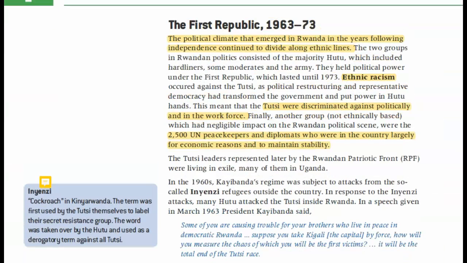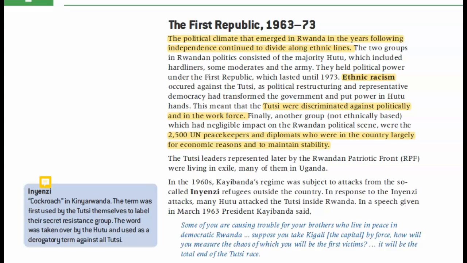So the First Republic is going to last in Rwanda from 1963 until 1973, so 10 years. The political climate that's going to emerge during this time period is, again, divided along ethnic lines: Hutu versus Tutsi. Understand that. There's going to be a lot of ethnic racism, which is an important term you need to understand. This is racism based solely on the ethnic breakup of an individual. Okay, so if you are Tutsi, I do not like you, you are bad. I wish you were dead. If you are Hutu, I do not like you, you are bad. I wish you were dead. That is the mindset of these individuals at this time period. It's going to be particularly happening against the Tutsi by the Hutu.